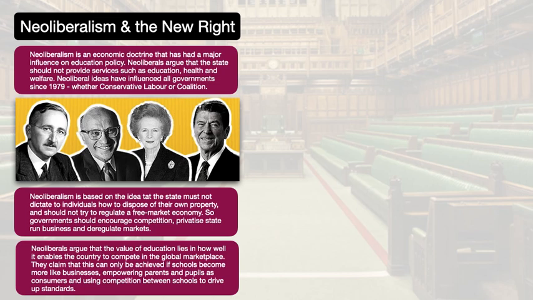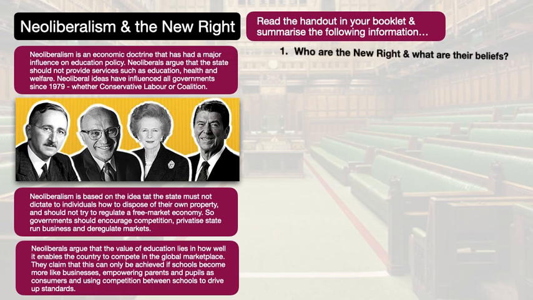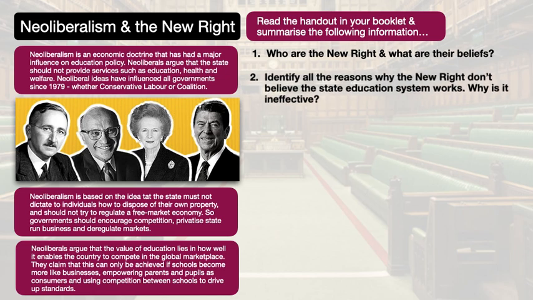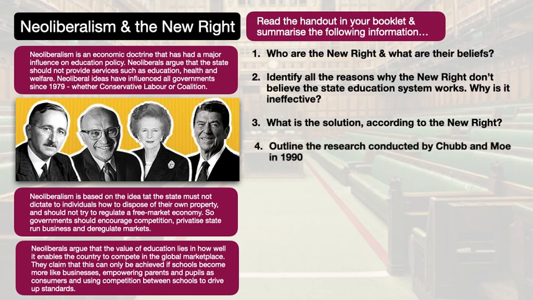So in your booklet, you'll see a couple of pages that are a handout that explains these things in more detail. Read the booklet and then summarise the following information. Who are the New Right? What are their beliefs? Identify the reasons why the New Right don't believe the state education system works. Why do they believe it is ineffective? What is the solution according to the New Right?